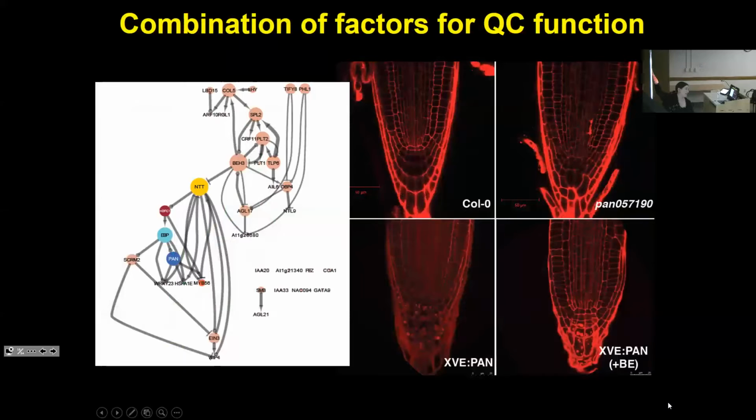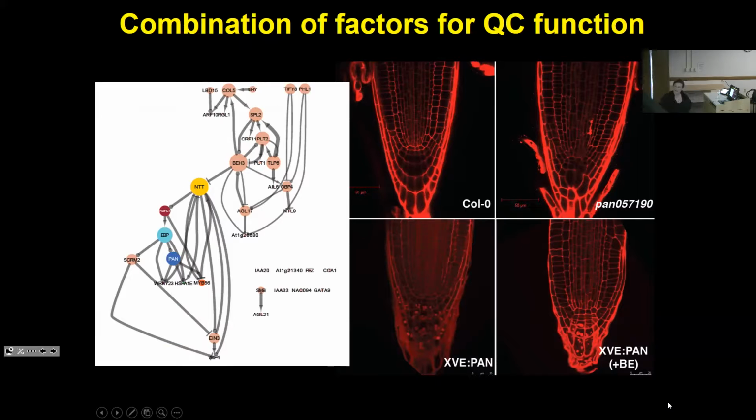And so we obtained, with a fantastic collaborator from Spain, the inducible line of this gene Perianthia, and what you have is extra columella stem cells. The reason I'm saying that is this is a PSPI staining, where in red you can see the starch granules. In a mutant, the starch granules are really close to the quiescent center, suggesting that there are no columella stem cells. And here you see an extra layer of columella stem cells.